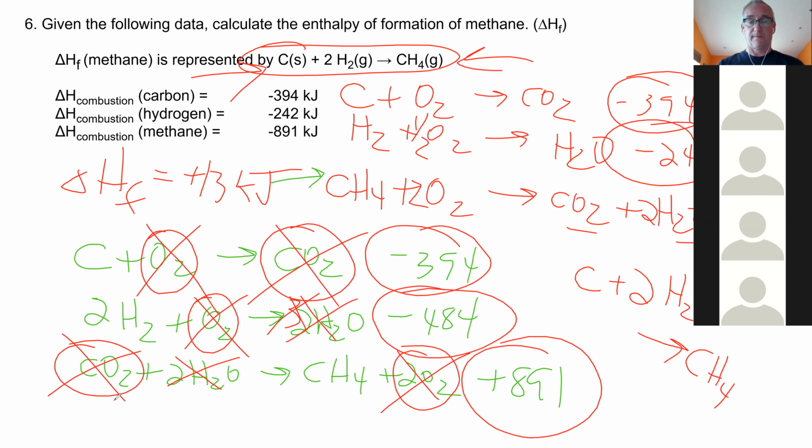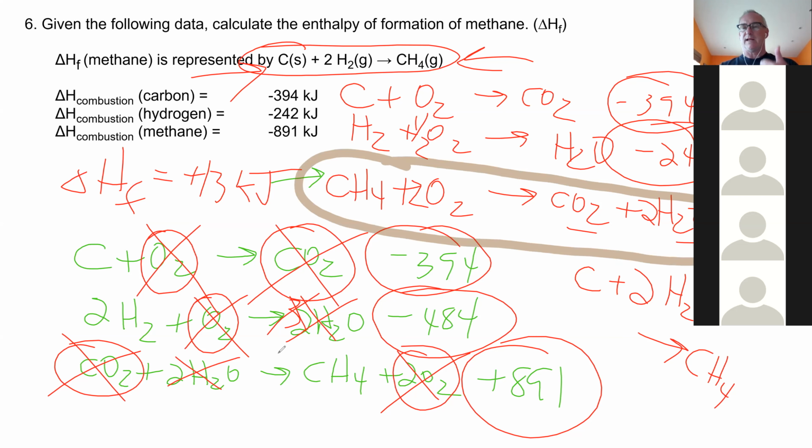Professor, I just have to clarify for myself. How did you change negative 891 to plus 891? Because we switched the reaction around. The original reaction was the combustion of methane. So it's methane plus oxygen making combustion products, CO2 and water. But on the bottom here, we switched it.